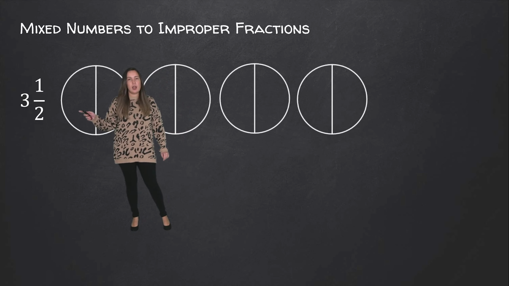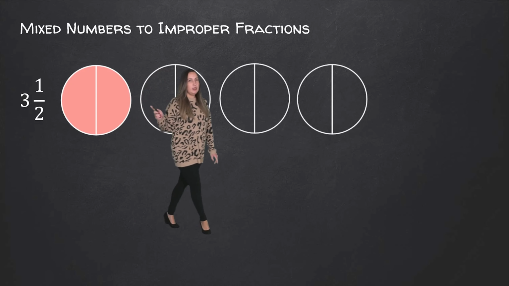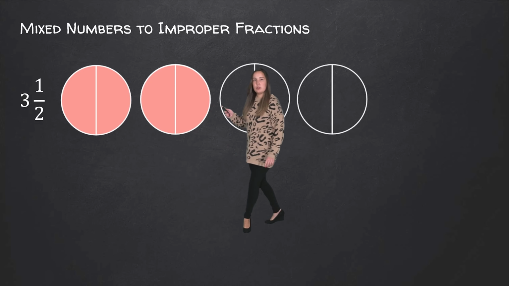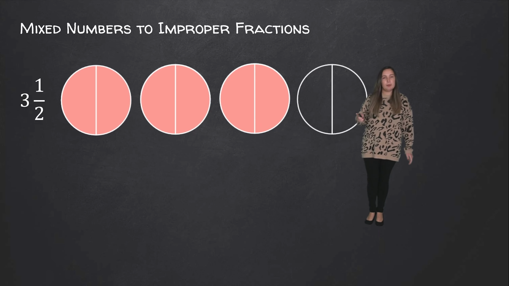To start us off, to model this, let's first represent the whole numbers. So we have 3 wholes. We're going to shade in 3 whole circles. Then we have a half, so we're going to represent 1 out of 2 of these pieces. So now here we have 3 and 1/2 modeled.